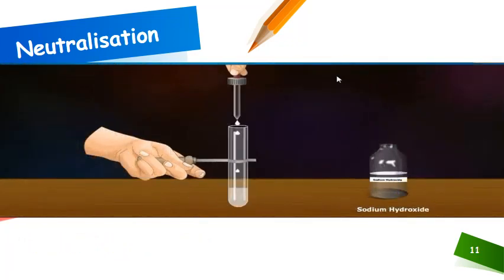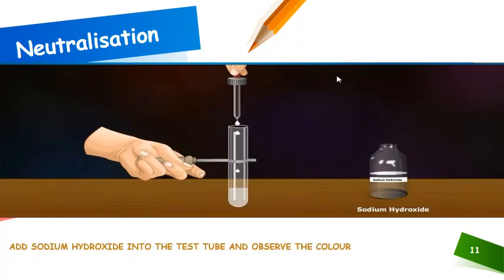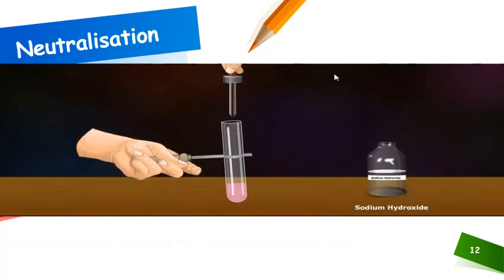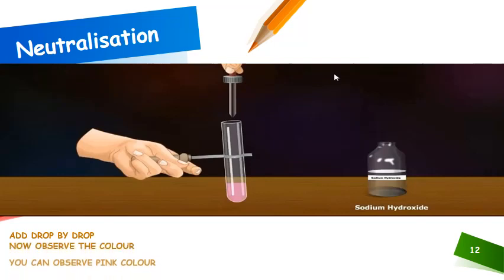So what are you doing now? You are taking the sodium hydroxide from the dropper and adding it slowly, drop by drop, into the test tube. Then again we have to observe the color. It changes to which color? Yes, pink. When you add drop by drop, slowly the color changes to pink.